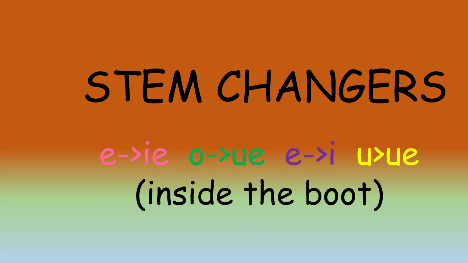There are 4 types of stem changers in Spanish. Okay? Here's E to IE, O to UE, E to I, and U to UE. Okay? And today we're going to talk about inside the boot and why these verbs are also sometimes called boot verbs. Sometimes shoe verbs, sometimes boot verbs, always stem changers. Okay, today, out of these 4, we're going to talk about one specific type of stem changer, the E to IE stem changer. Okay, that's the largest group of stem changers in the Spanish language.